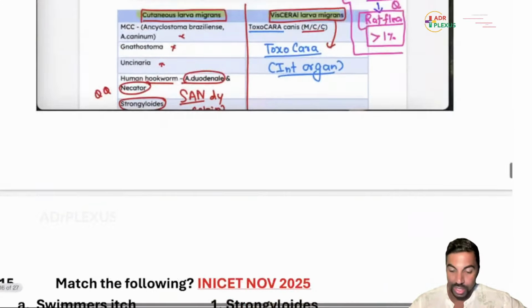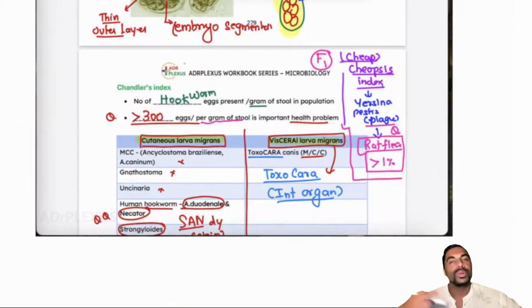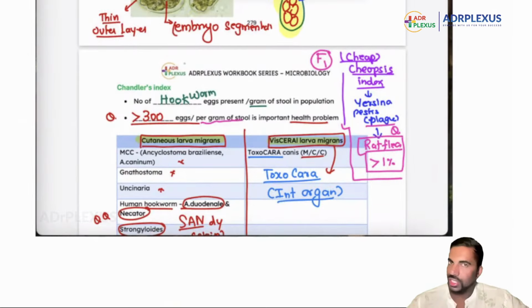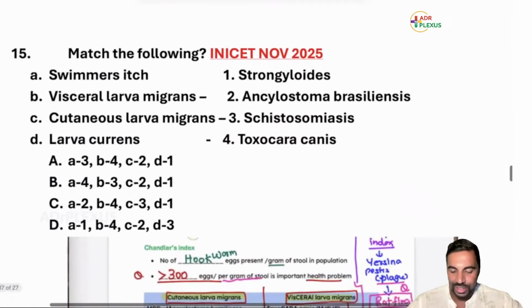So easy peasy. And to my surprise, in the same chat, cutaneous larva and visceral larva migrans, you had a question, right? Match the following. I told you this type of question comes. That's what during our in-between sessions also in the workbook, we were discussing questions like this only. This is becoming popular nowadays in our INICET and NEET-PG questions. That means in one question, 4 questions can be covered. Same like this.